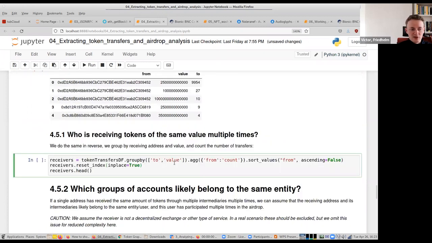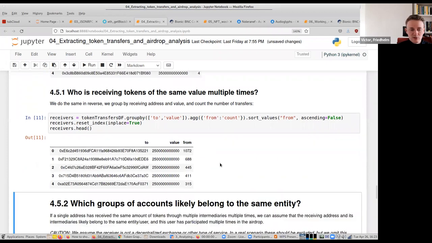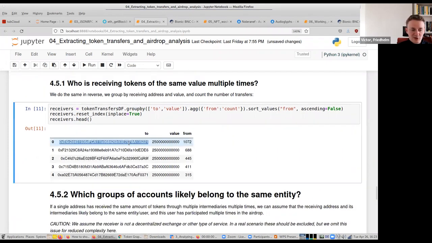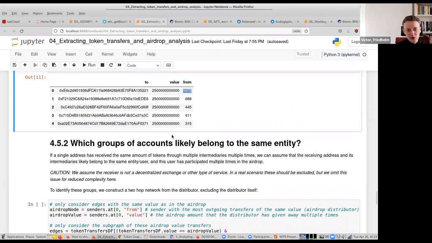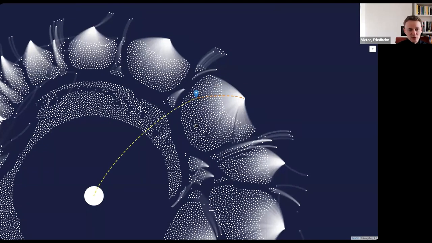Now, we can also ask, okay, who's receiving tokens of the same value multiple times? And then interestingly, you can see, okay, there seem to be some accounts that receive them even more than 1,000 times or several hundred times, which might point to the idea that there are participants in this network who do this very systematically to just get it lots of times. So we could now try to find out which of these accounts likely belong to the same entity. If we assume, for example, someone who has collected this multiple times here, then maybe this entire group is likely just a single user.